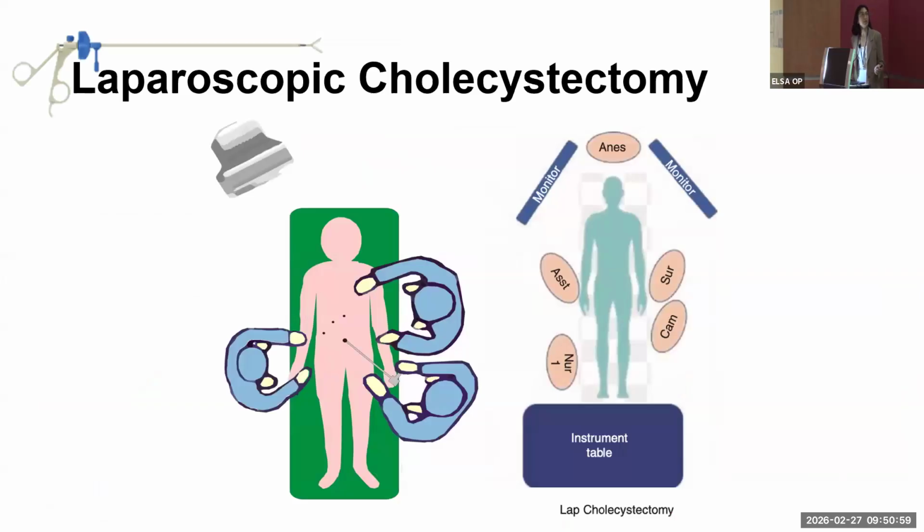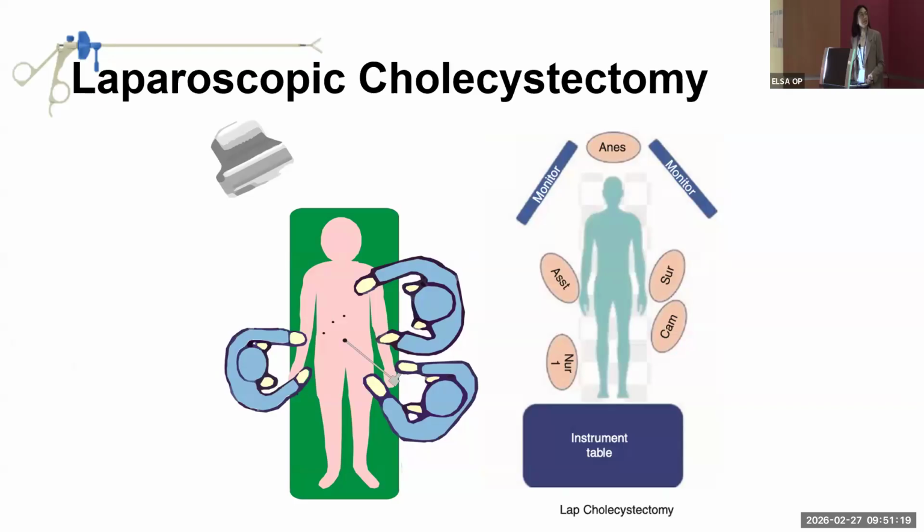So here's an example of positioning. Usually the surgeon positions opposite of the target field. So when you're doing laparoscopic cholecystectomy at the right upper quadrant, your surgeon will be on the left. The cameraman is usually on the same side as the surgeon, and the assistant is opposite the surgeon.